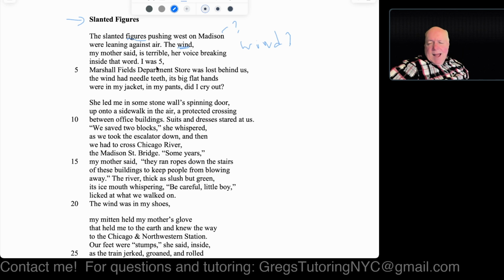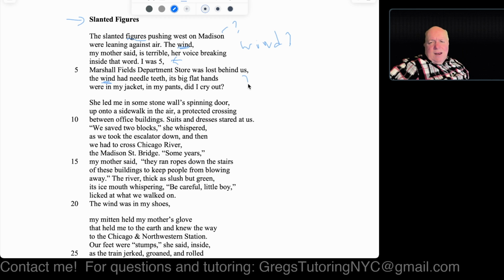So I was 5. So apparently the narrator is a 5-year-old child. So we've identified who's writing this. "Marshall Field's department store was lost behind us." Now, that doesn't mean the building itself was missing. It just means it seems they left it, or they at least walked past it, and it was behind us. "The wind," so wind is being talked about again, "had needle teeth. The big flat hands were in my jacket and my pants that I cried out."